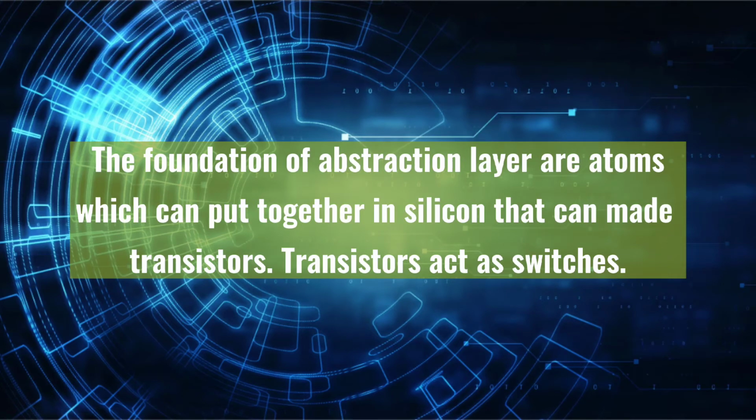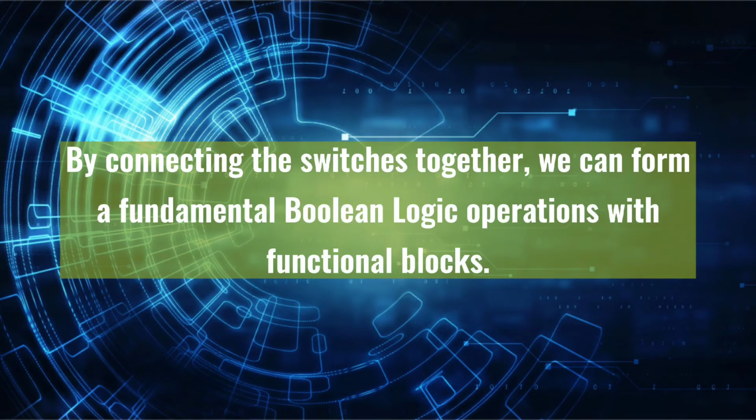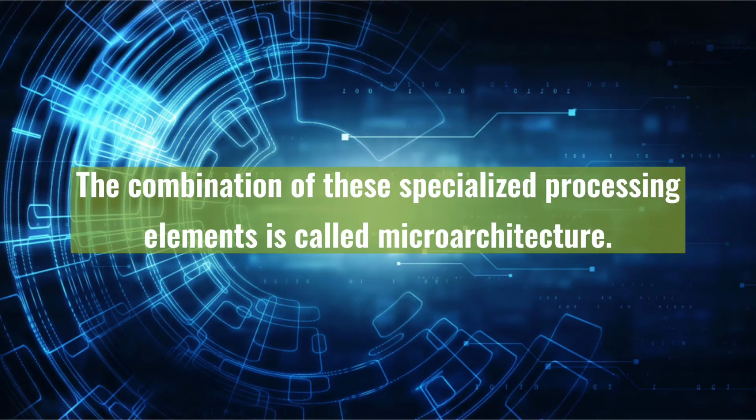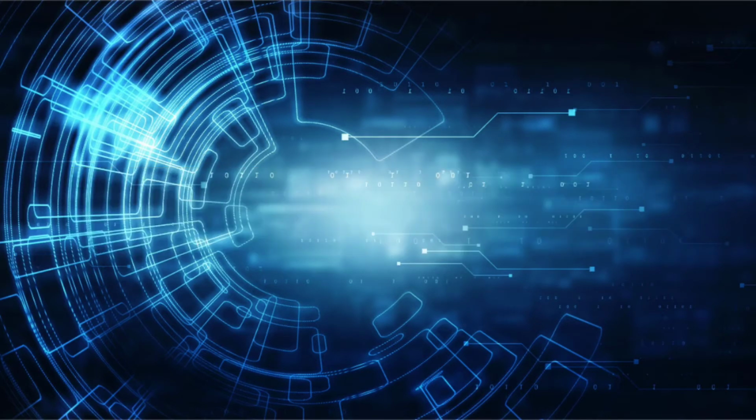The foundation of the abstraction layer is atoms, which can be put together in silicon to make transistors. Transistors act as switches. By connecting the switches together, we can form fundamental Boolean logic operations with functional blocks. Chaining functional blocks allows more complex logical functions that create execution units which perform specific calculations. The combination of these specialized processing elements is called microarchitecture.